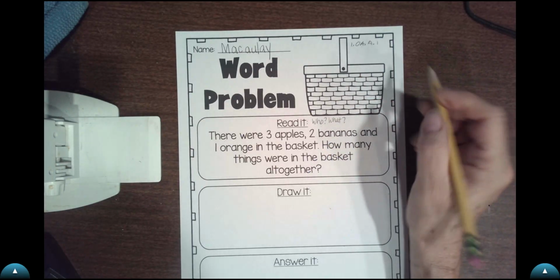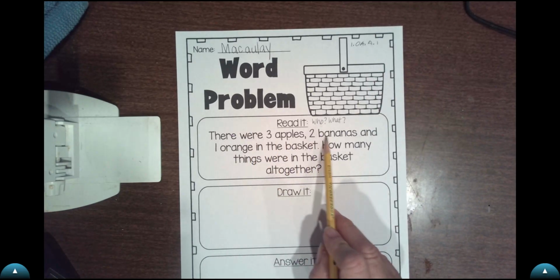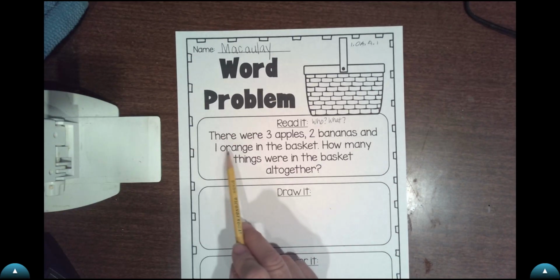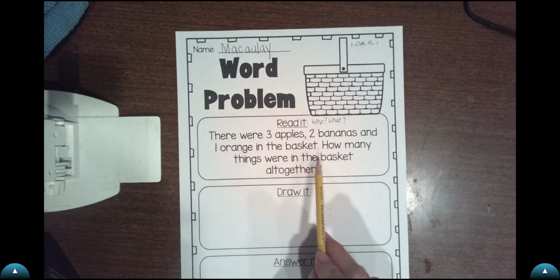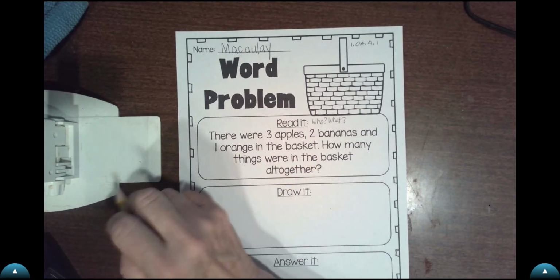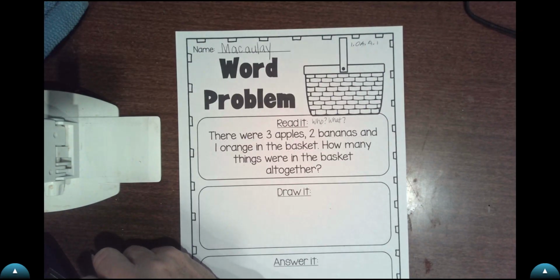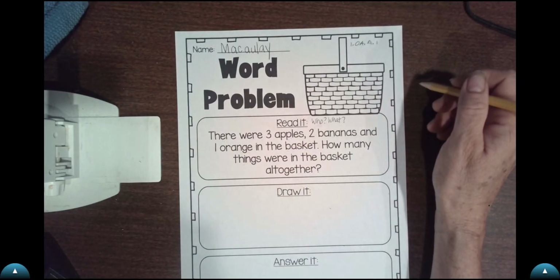Okay, the next question is what's happening with the fruit in this basket? What's happening? Okay, I'm going to read it again. There were 3 apples, 2 bananas, and 1 orange in the basket. How many things were in the basket altogether? So, what's happening with the fruit? Yeah, they're in the basket, right? They're in this basket.